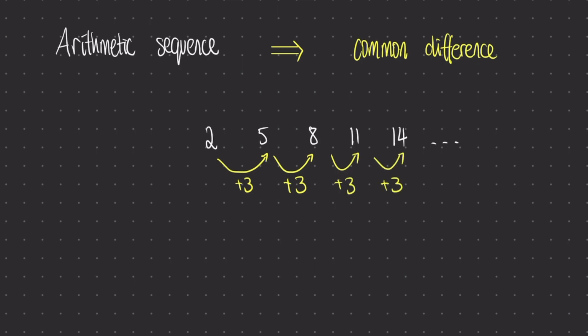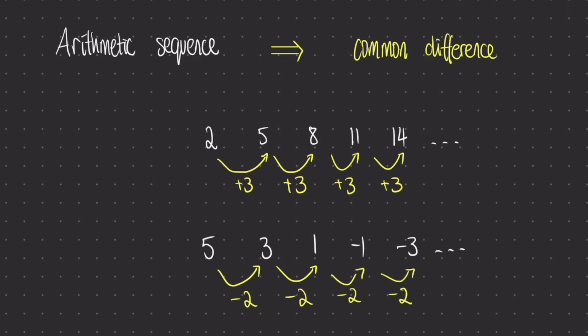An arithmetic sequence can also have a negative common difference. We can see in this case, going from 5 to 3, we would subtract 2. From 3 to 1, we would subtract 2, etc. So just to reiterate, if we're talking about arithmetic sequences, we must be talking about sequences with a common difference. For example, the prime numbers 2, 3, 5, 7, 11 are not an arithmetic sequence because the difference between the numbers is changing each time.